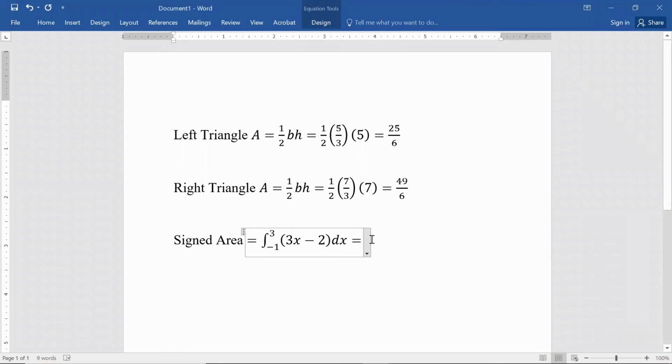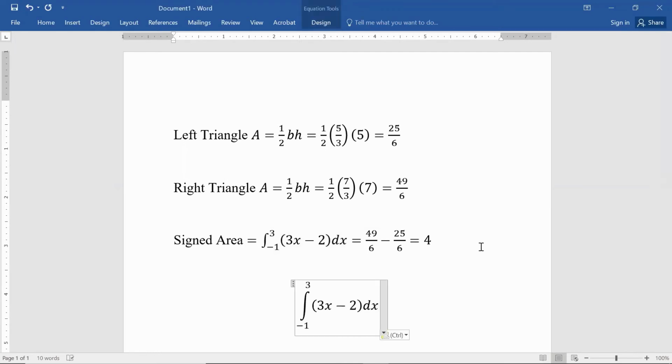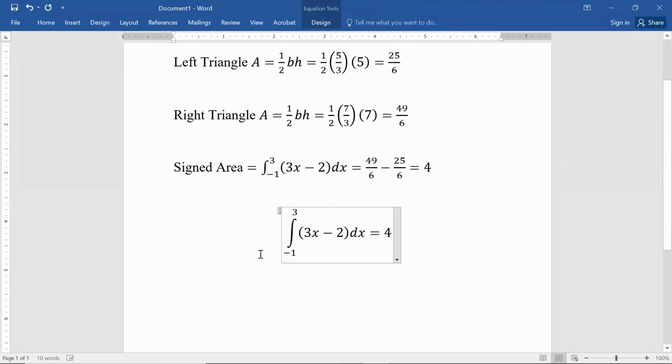In this case, the total signed area would have had to have been 49/6 minus 25/6. When you take 49 minus 25, you get 24/6, and 24/6 is just the number 4. So the total signed area there is 4. And we would say the definite integral is equal to 4. That's how we write it.